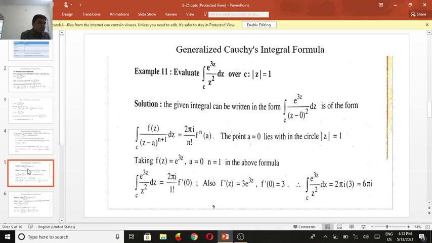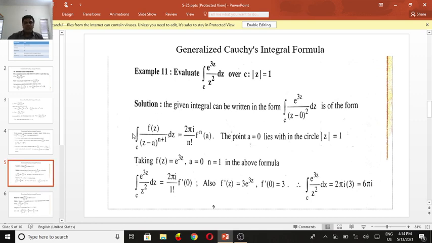Evaluate the integral of e power 3z divided by z square dz over the curve C, mod z equal to 1. The given integral can be written as the integral of e power 3z divided by z minus 0 whole square dz. Here a equal to 0. So I take the formula: integral of f of z divided by z minus a whole power n plus 1 dz is equal to 2 pi i by n factorial nth derivative of f at a.